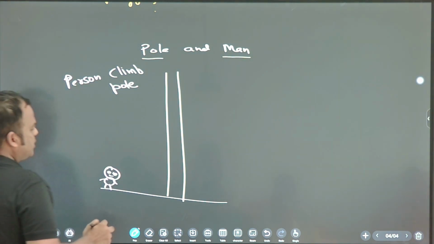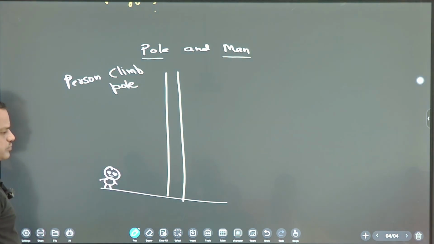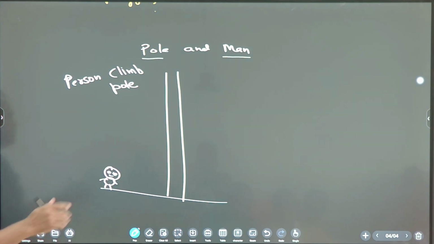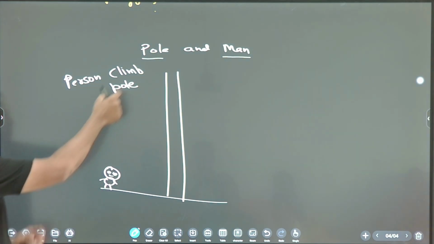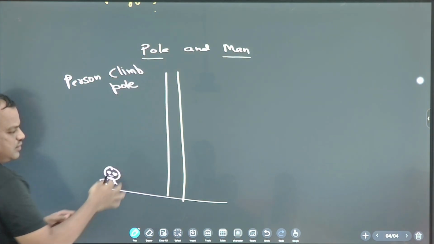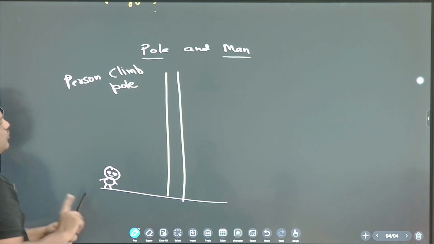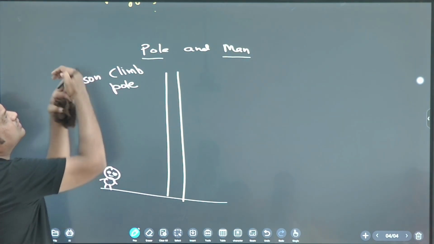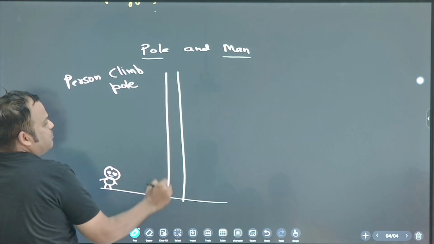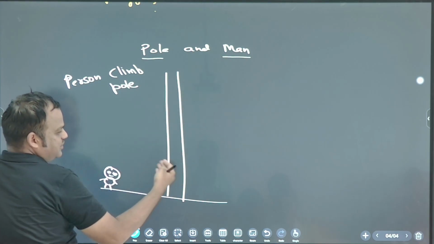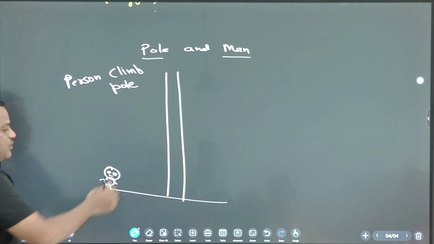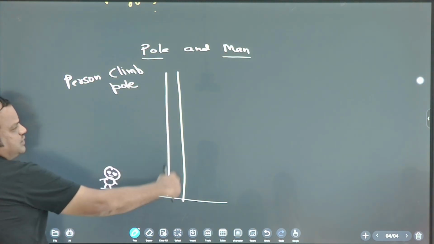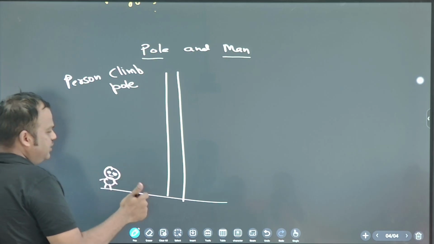How is it possible? Have you seen any person climbing a pole? I'm not talking about a tree. Perfectly like this pole. It is not a tree. Tree means branches are there; it can hold a branch and climb. But this is a pole. No branch is there. So what will help this person? What type of surface should it be? Rough surface. Very good.